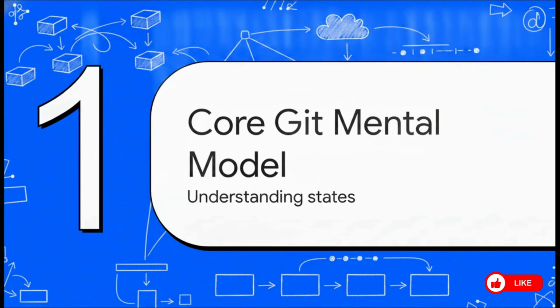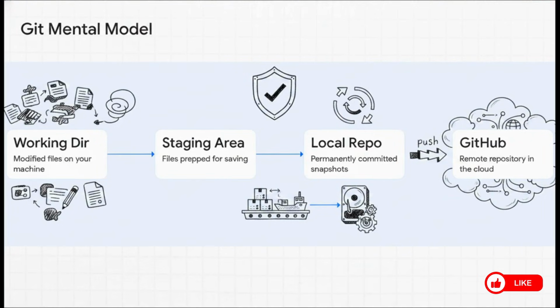All right, Section 1, the core Git mental model. Let's establish the absolute single most important concept you need to know before you ever type a command. Observe carefully what happens here. This is the whole Git mental model, right here. Your code physically moves through different states.